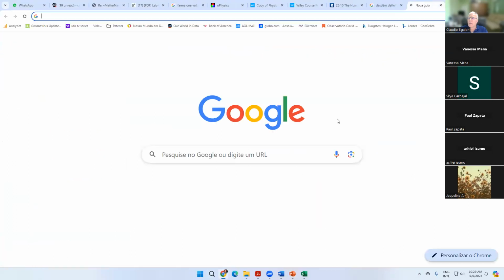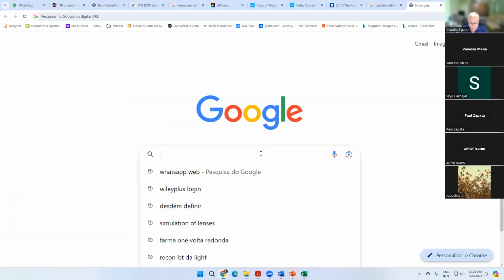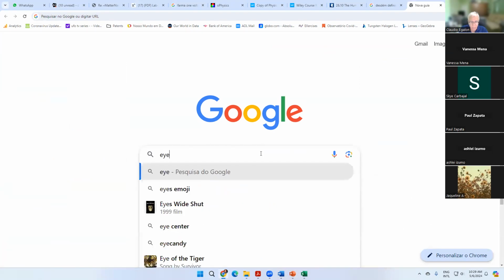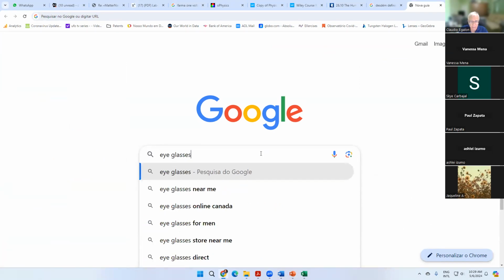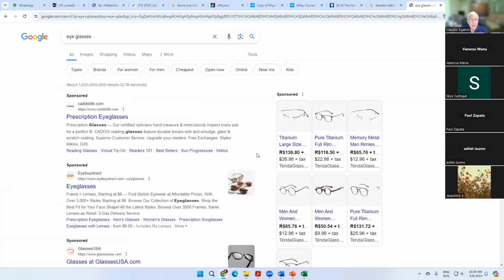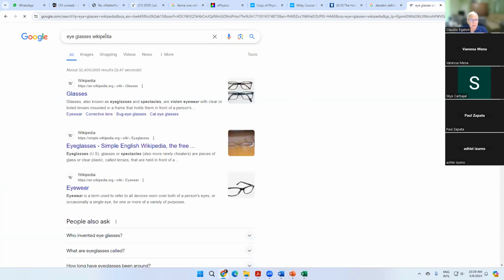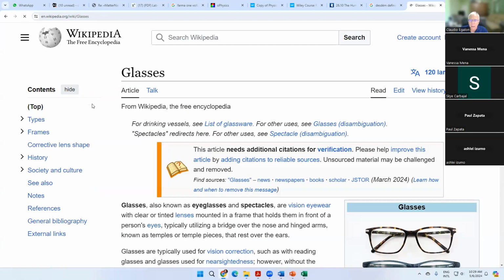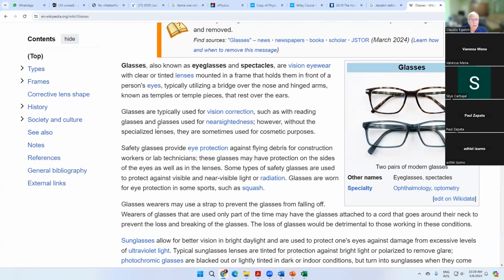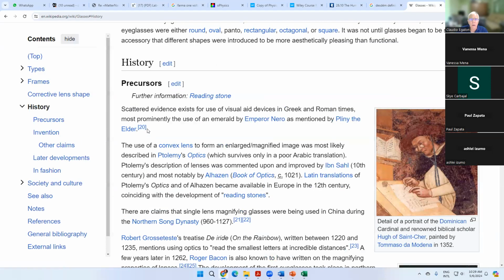Let's see when they invented eyeglasses, right? When they invented the eyeglasses, let's see. Prescription history, Wikipedia. When did they invent the eyeglasses? I think it was around 1500. Maybe it was earlier than that. Glasses, history, right in here.